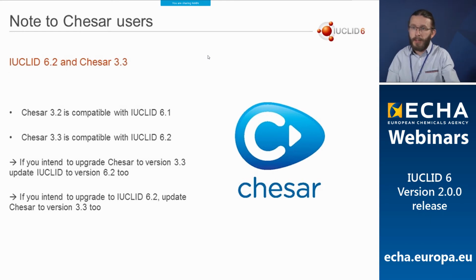And if you intend to upgrade to Euclid 6.2 and you are a Chesar user, then we recommend that you install the latest version of Chesar to ensure that the systems are fully compatible with each other. They were meant to function together, Euclid 6.2 and Chesar 3.3, and they are both available today on the Euclid and Chesar websites.